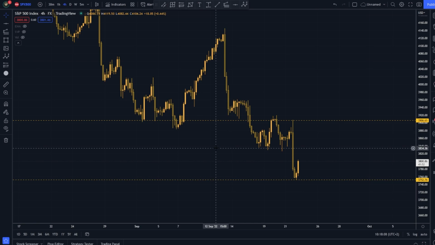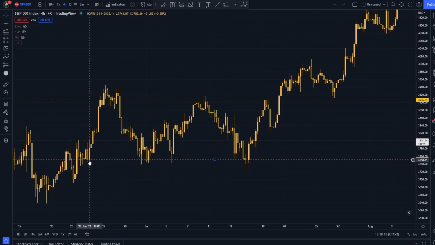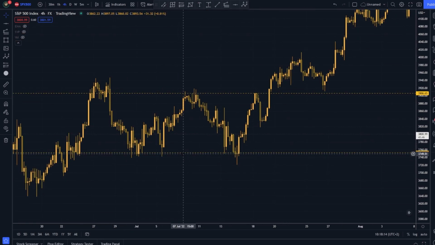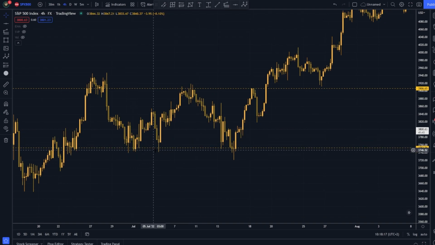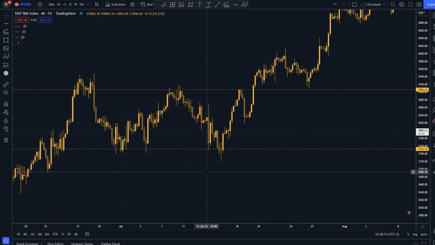So when you look at the 4-hour chart, you can clearly see this is a very great support area with some fake outs here and there, but definitely a good support area to trade. Either, like I said, a breakout or a retracement.